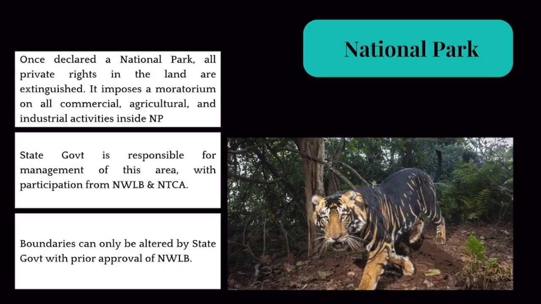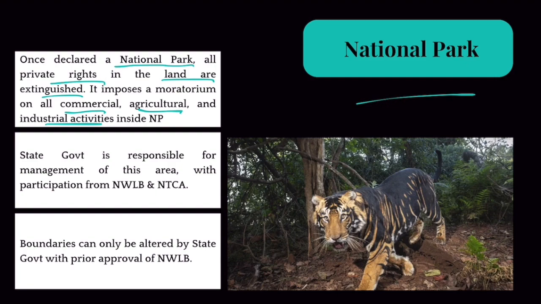Apart from that, you need to know a few facts about national parks. Once a particular region has been declared a national park, all private rights in that land are extinguished. So anyone who has private property over there, every private property right will be extinguished. This land will now belong to the state government. Plus, once an area is declared a national park, it suspends all commercial, agricultural, and industrial activities. So if some mining projects were going on in this area, they won't be done. All commercial, agricultural, and industrial activities would cease to exist, but some tourism activities, ecotourism activities, would be allowed.